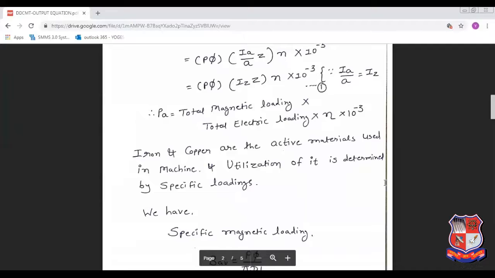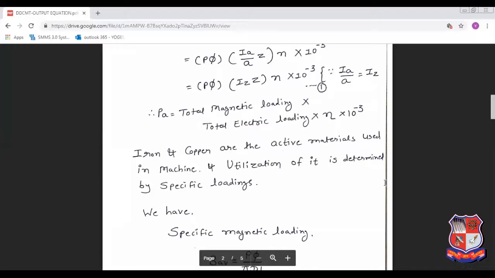Now, P phi is nothing but the total magnetic loading and Iz Z is the total electric loading. So, power developed by the armature is equal to total magnetic loading multiplied by total electric loading multiplied by speed multiplied by 10 raised to minus 3.